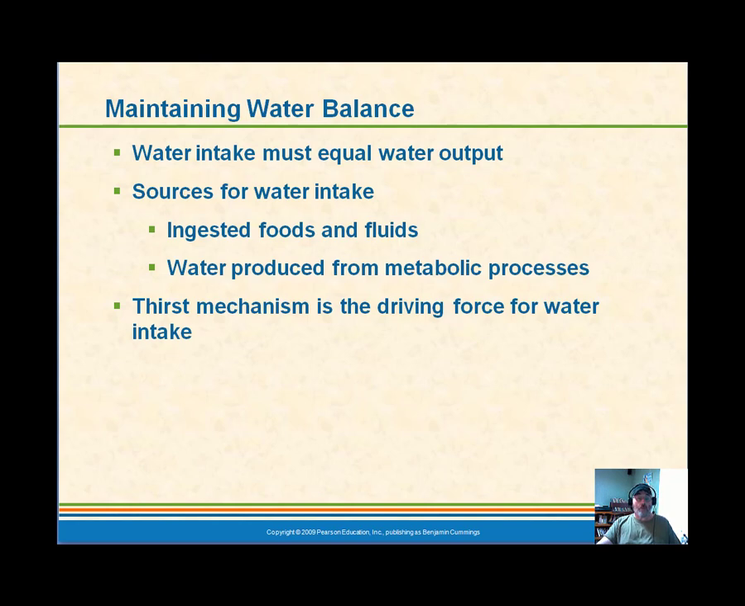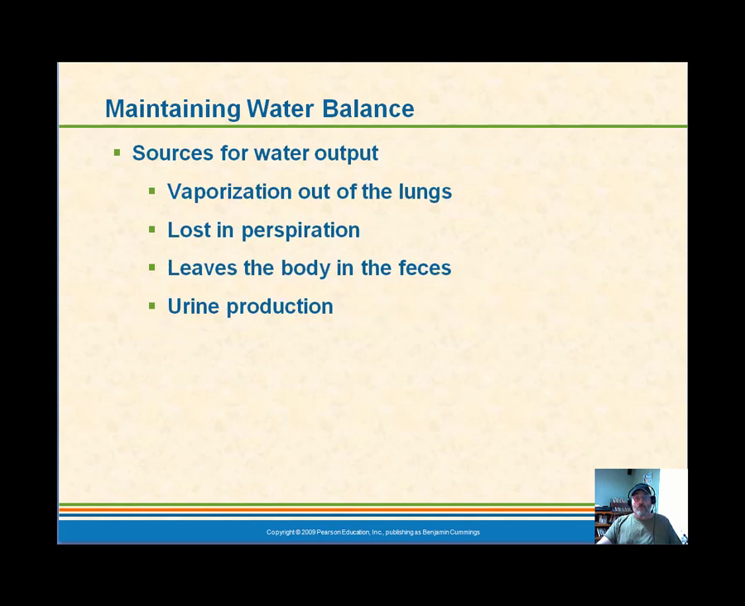Younger people are just going to get thirsty and get something to drink. The elderly can get dehydrated without realizing it. So, sources of water output. There is what we call insensible water loss, which is the moisture that leaves from our lungs when we breathe, the mist that you can see in the winter months when you're breathing.